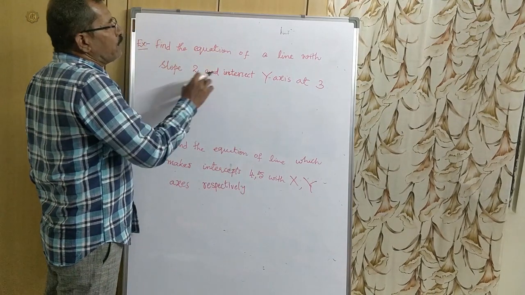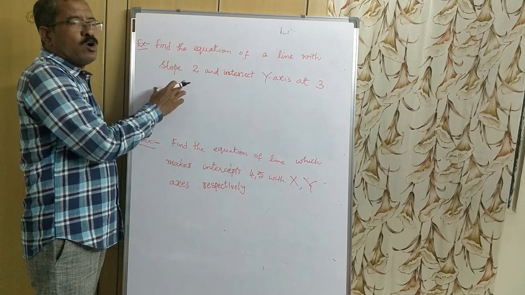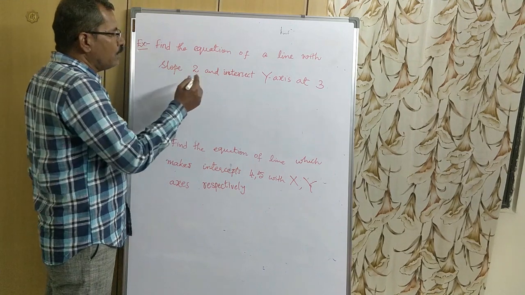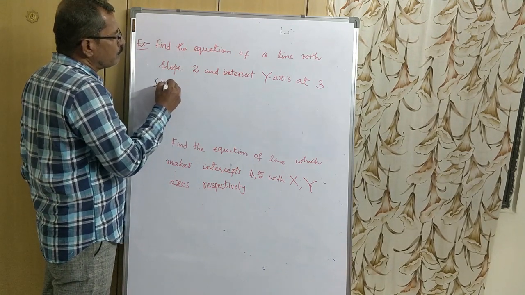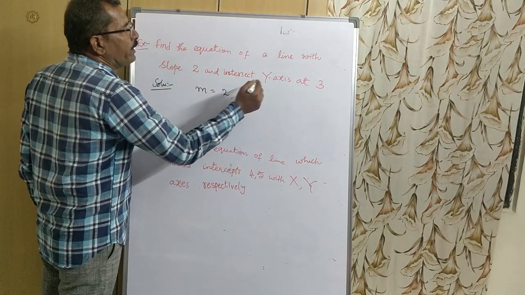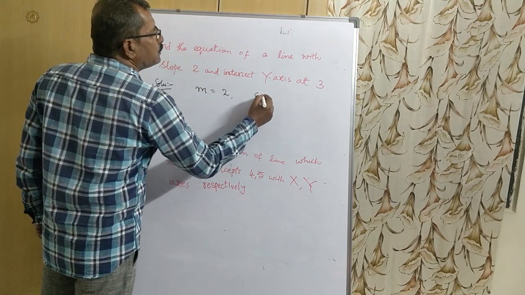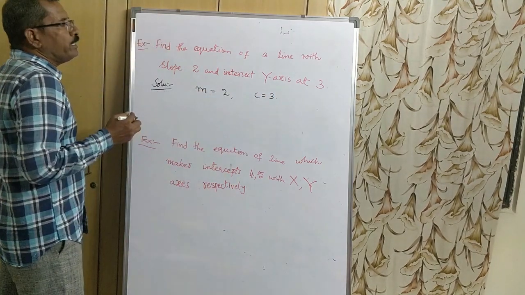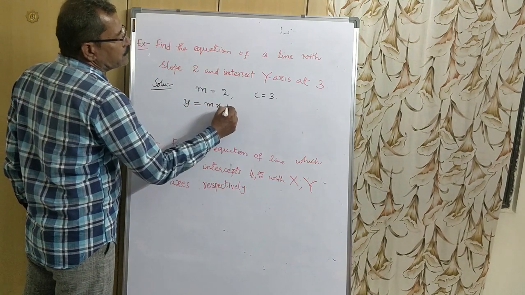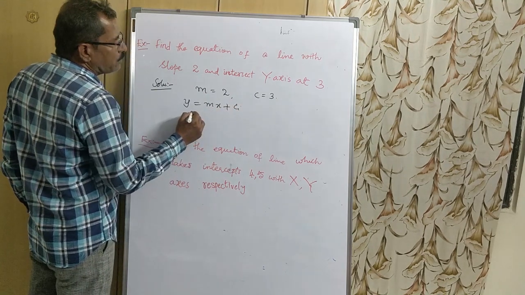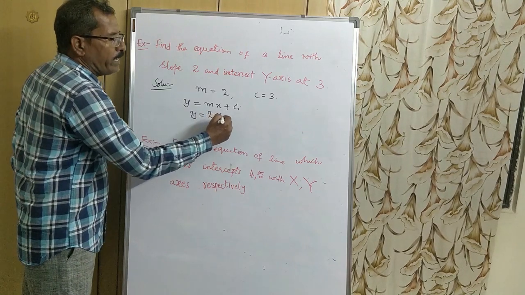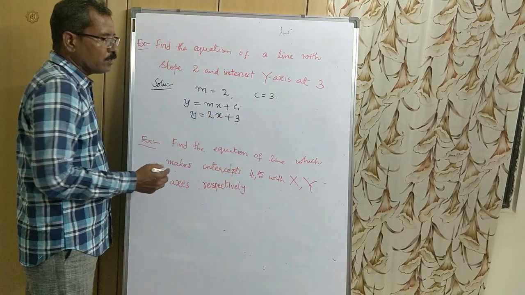Look at these examples. Find the equation of a line with the slope 2 and intercept on the y-axis at 3. What is given here? The slope m is equal to 2 and the y-intercept c is equal to 3. The slope intercept form is y is equal to mx plus c. So the equation of this line is y is equal to 2x plus 3, is it not? Yes.